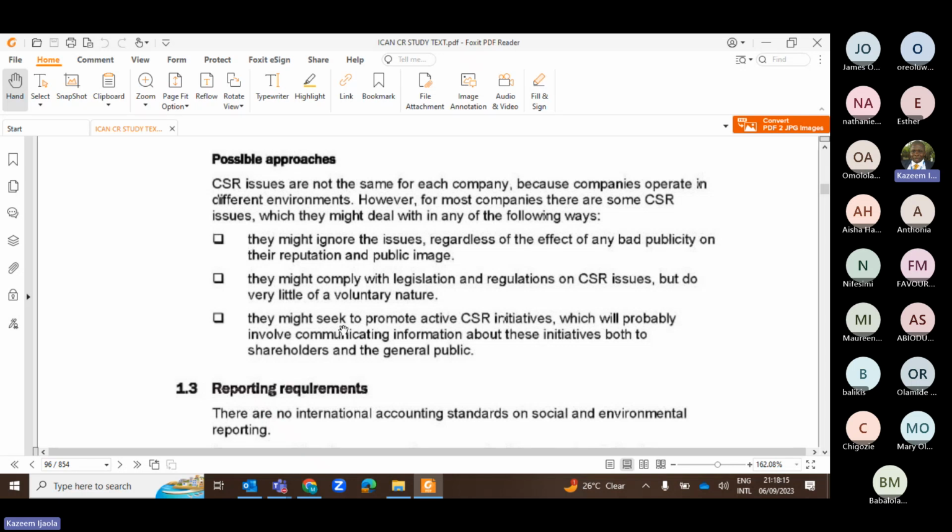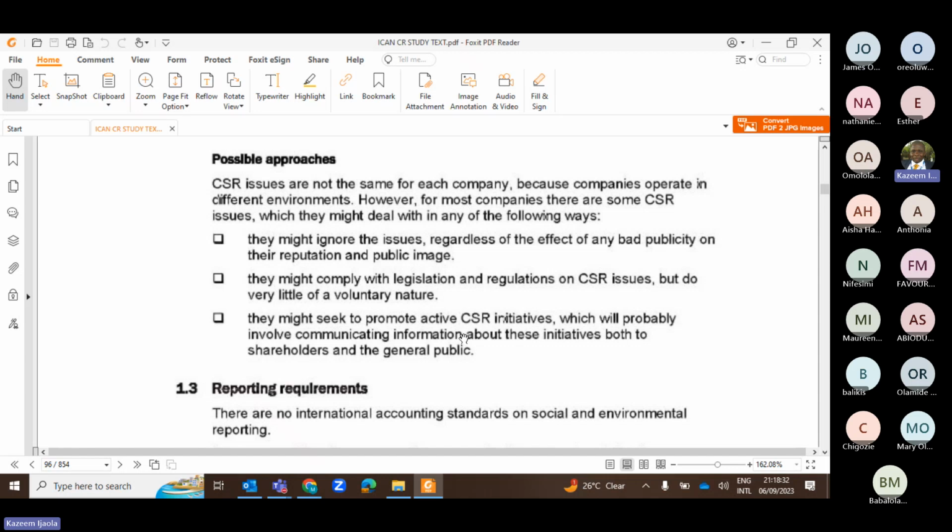Then some companies might seek to promote active CSR initiatives, which will probably involve communicating information about these initiatives to both shareholders and the general public. So in this third category, there are those that actually do real CSR, and in the process of doing that CSR, they make a lot of publicity.